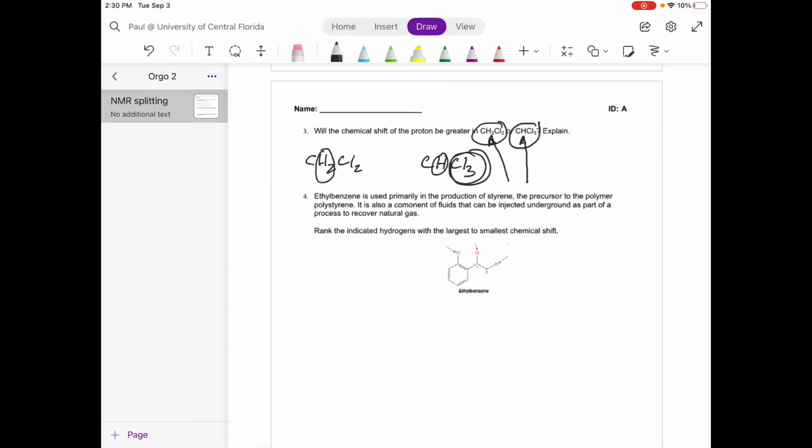Question 4, ethylbenzene is used primarily in the production of styrene, the precursor to the polymer polystyrene. It is also a component of fluids that can be injected underground as part of a process to recover natural gas. Rank the indicated hydrogens with the largest to smallest chemical shift.